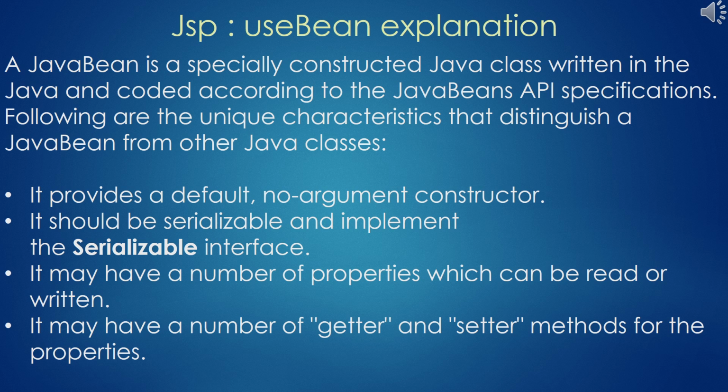A Java bean is a specially constructed Java class written in Java and coded according to the Java Beans API specifications. Following are the unique characteristics that distinguish a Java Bean from other Java classes. It provides a default no-argument constructor. It should be serializable and implement the serializable interface. It may have a number of properties which can be read or written. It may have a number of getter and setter methods for the properties.